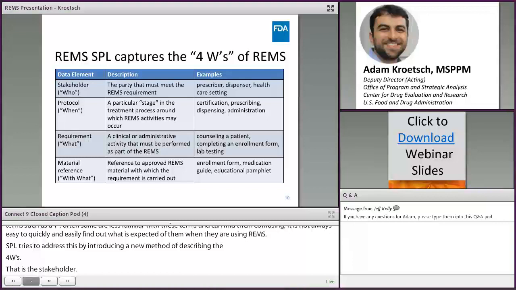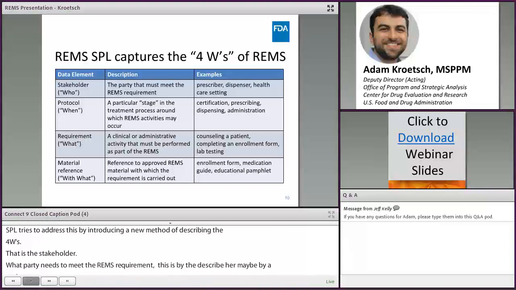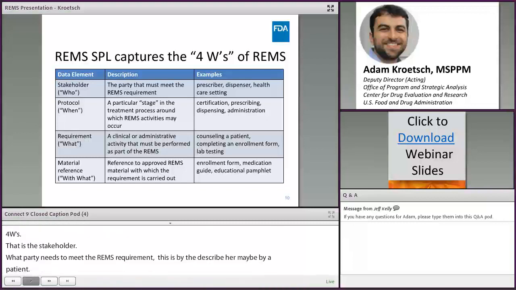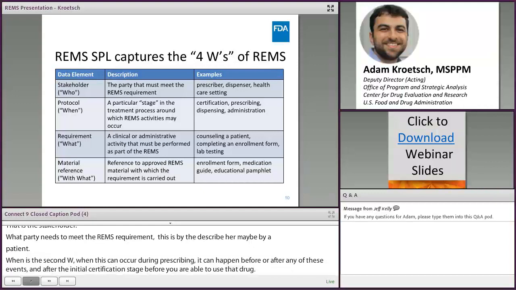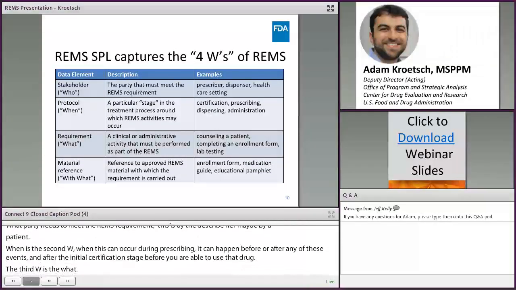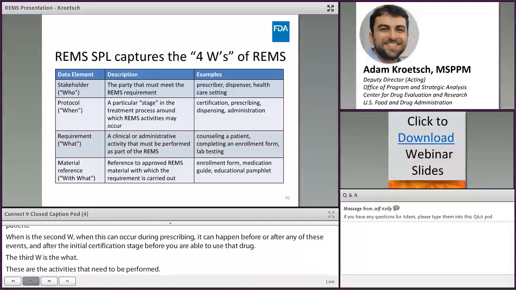When is the second W of the REMS, and that's the stage in the treatment process when a REMS activity might occur. So that can be during prescribing, dispensing, the administration of the drug. It could happen before or after any of those events. And it could also happen at the initial certification stage before you're able to start using that REMS drug. The third W of the REMS is the what. These are the clinical or administrative activities that need to be performed as part of the REMS. And I mentioned both clinical and administrative because while the core goals of the REMS are to make sure that the drug is being used safely, there's often some administrative forms that need to be filled out in order to do that, like enrollment forms.